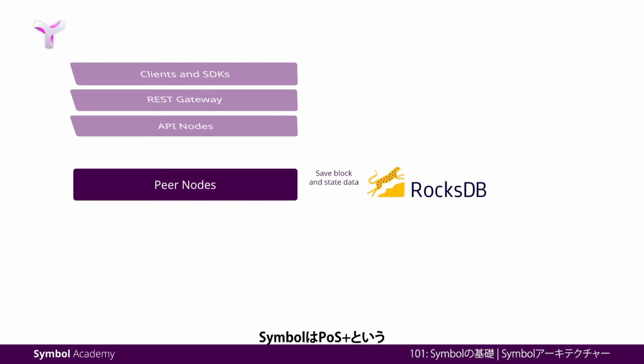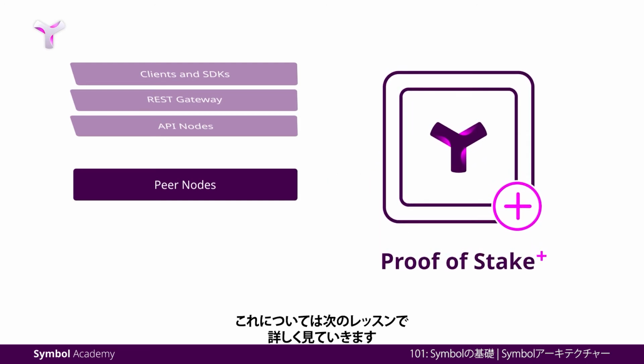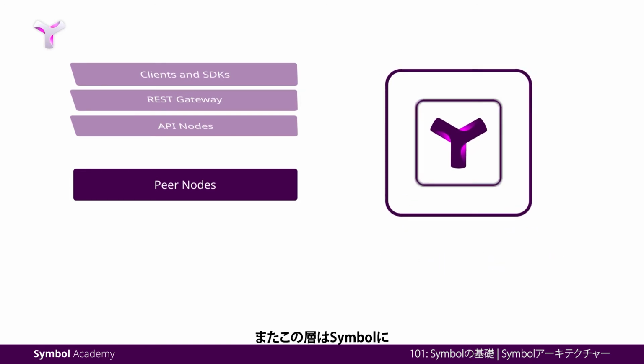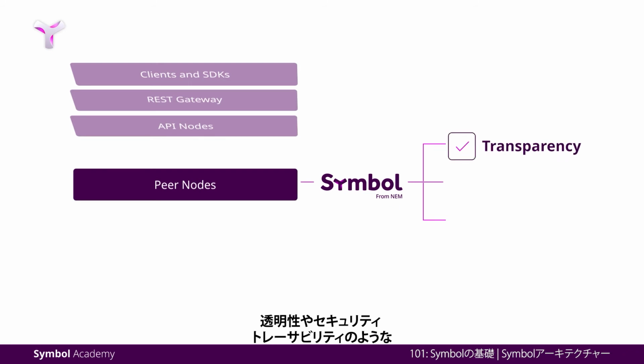Symbol uses an original blockchain protocol called Proof of Stake Plus. We will go more in depth about this in the next lesson. This tier also gives Symbol the standard benefits of blockchain technology, like transparency, security, and traceability.